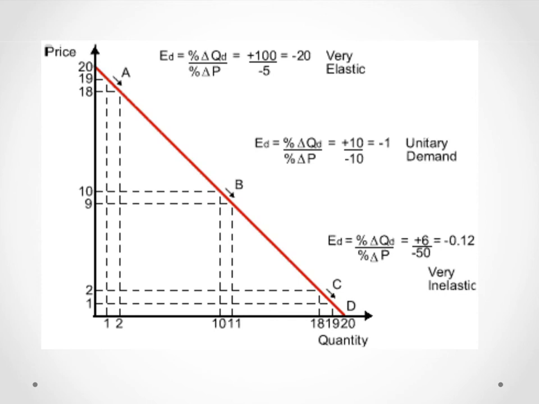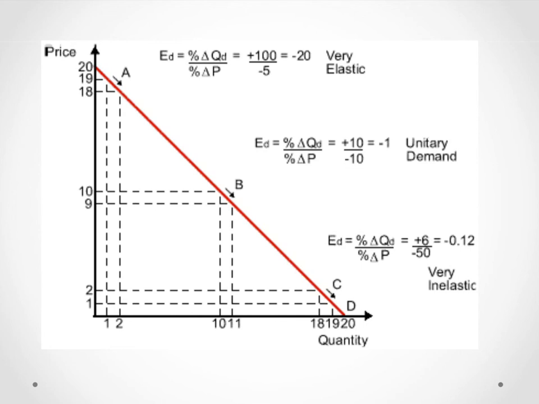If price falls from $19 to $18, for example, quantity demanded increases from 1 to 2 units. The percentage change in quantity demanded is 1 over 1 times 100, which equals 100%. And the percentage change in price is negative 1 over 19 times 100, which is approximately negative 5%. The price elasticity of demand coefficient for this price range is therefore negative 20, which is greater than 1 in absolute value. Demand is elastic in this price range, which is price greater than $5 on the graph.